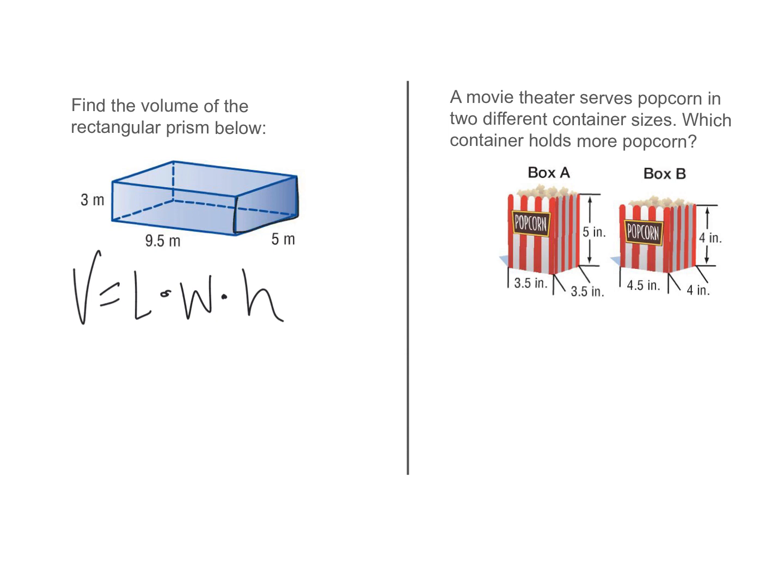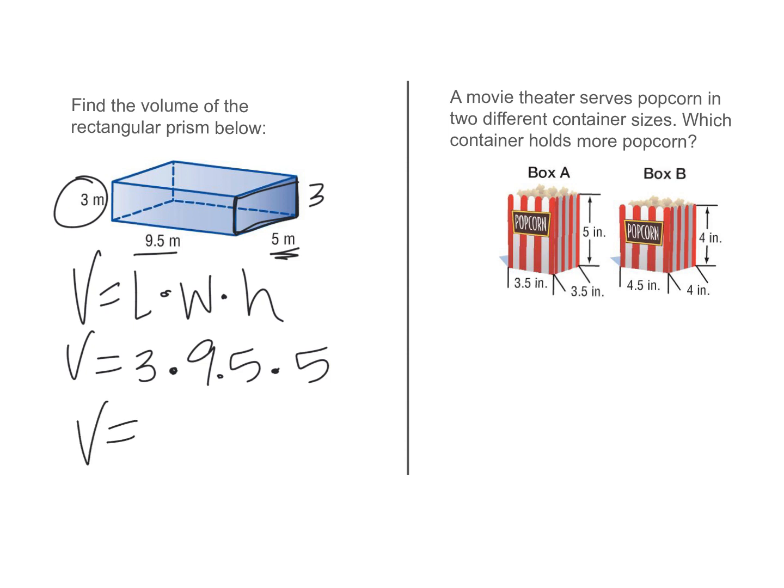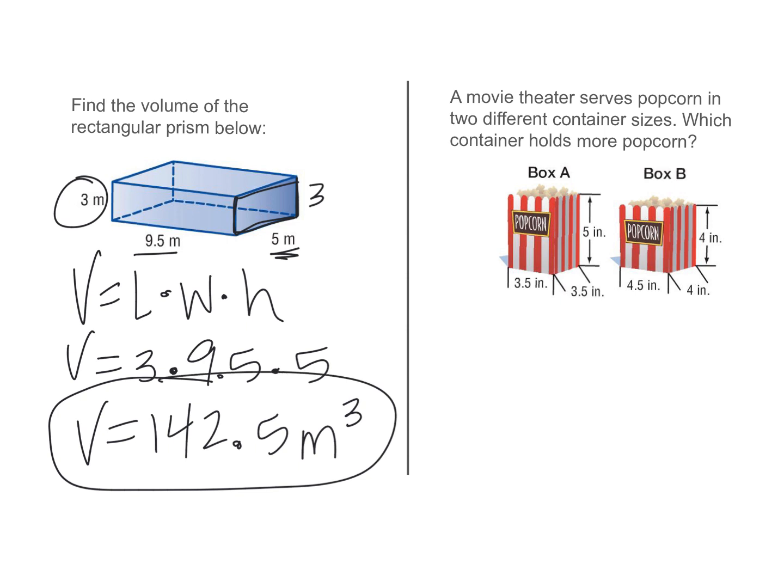Okay, if this is my base right here, I know that 5 is my width, and the height would be 3, because it's over here, would be the same, and then times the length. So I'm literally doing 3 times 9.5 times 5. I know 3 times 5 is 15, so I can just do 15 times 9.5, and I get volume equals 142.5 meters. And then the thing you have to remember about volume is that it's cubed, because it is 3D, so it's going to be 142.5 meters cubed.